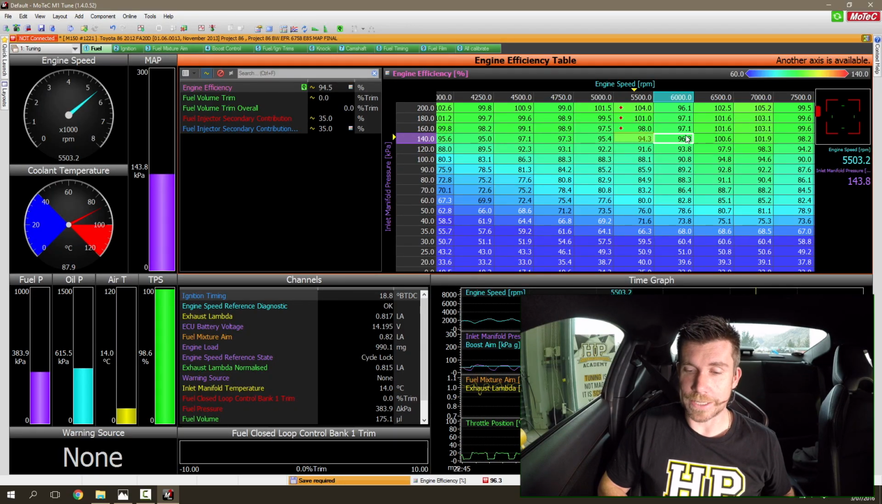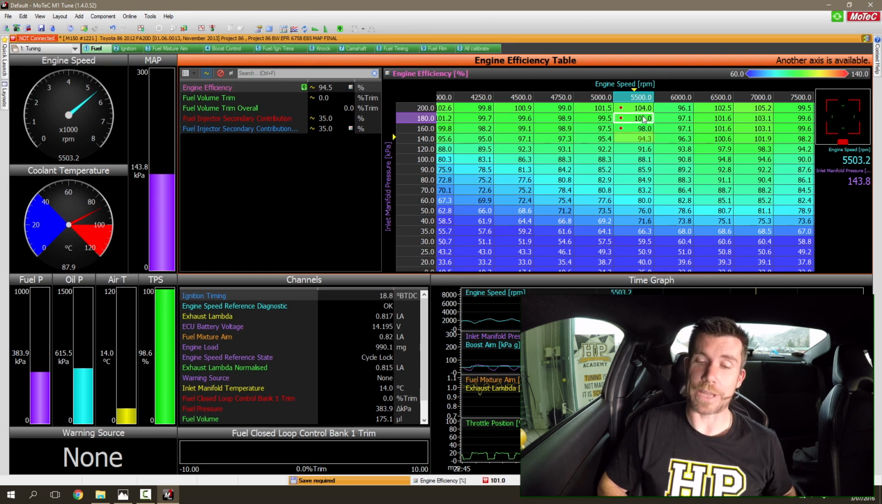So in this case, let's have a look at our volumetric efficiency table, and let's say that we had accurately tuned our fuel at 140 kPa and our next increment was 180 kPa. Now, this leaves us with a zone at 160 kPa that we haven't accessed and we haven't tuned.